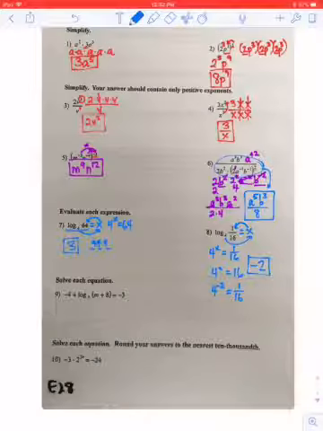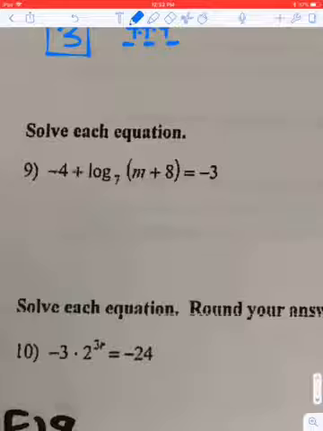In this last video, we're going to be solving equations using logarithms and exponential properties. So the first thing I'm going to do for number 9 is look at my setup here. I've got a -4 plus a logarithm of a bunch of stuff, and it equals a number.